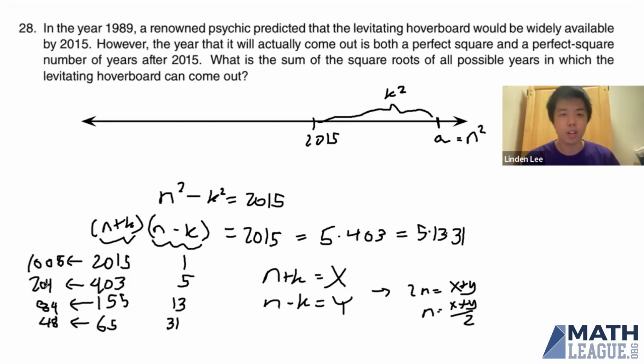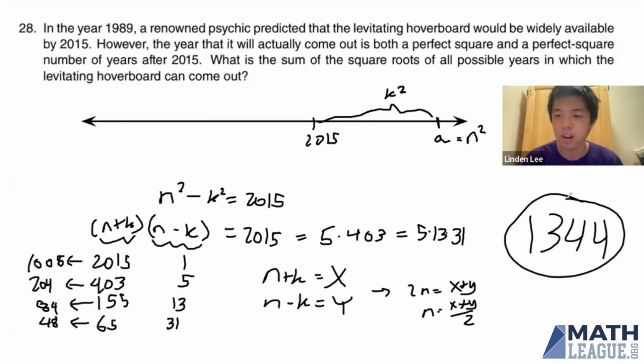And now these are all of our possible values of n, and we want to find the sum of these, so we just add them up. You get 1008 plus 204 plus 84 plus 48 is equal to 1344. And this is our final answer.